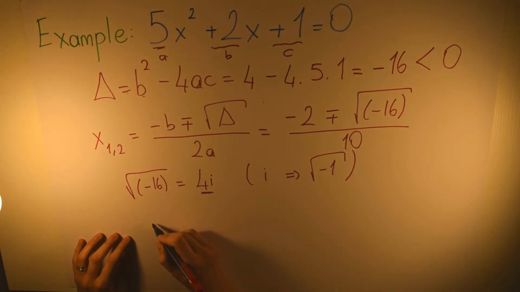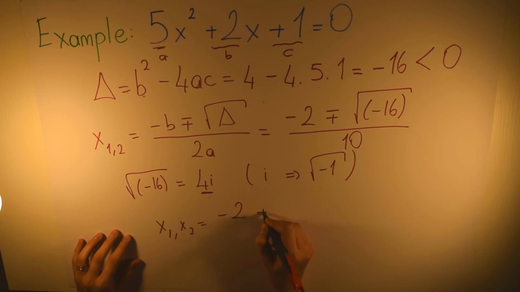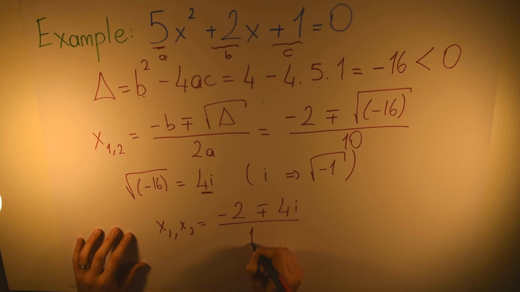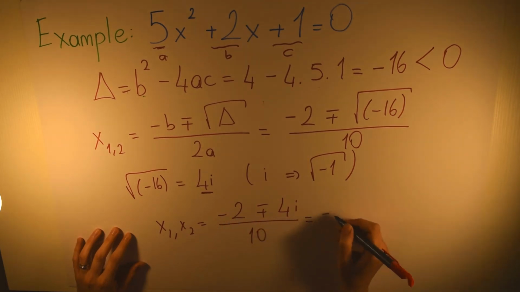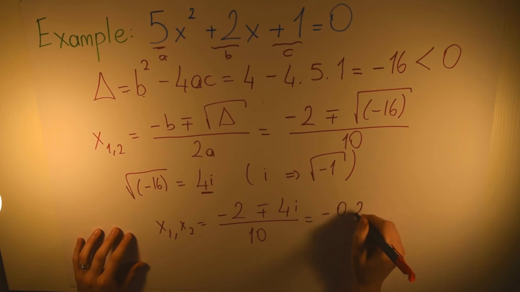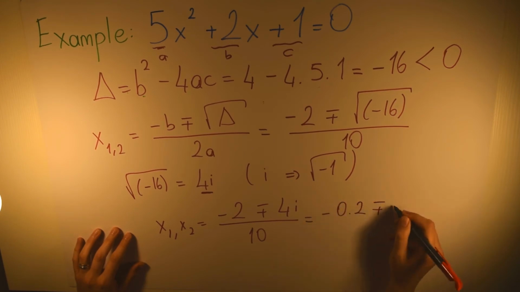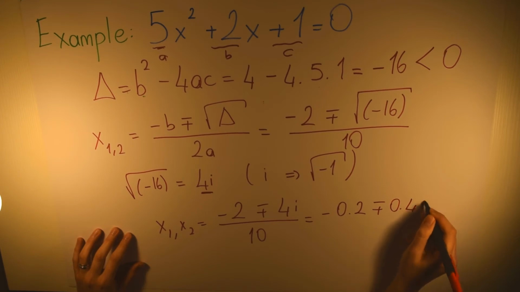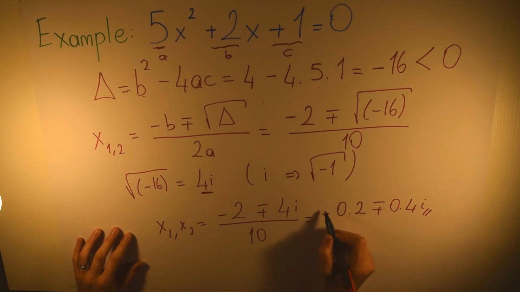So our answer, x1, x2, will be equal to minus 2 minus plus 4i over 10, which is equal to, you just divide them by 10, and from here you will get minus 0.2 plus minus 0.4i. So this will be your solution for this question.